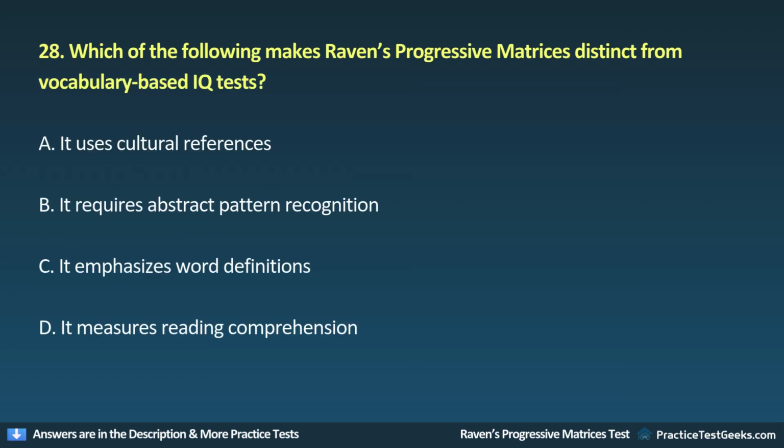28. Which of the following makes Raven's Progressive Matrices distinct from vocabulary-based IQ tests? A. It uses cultural references. B. It requires abstract pattern recognition. C. It emphasizes word definitions. D. It measures reading comprehension.